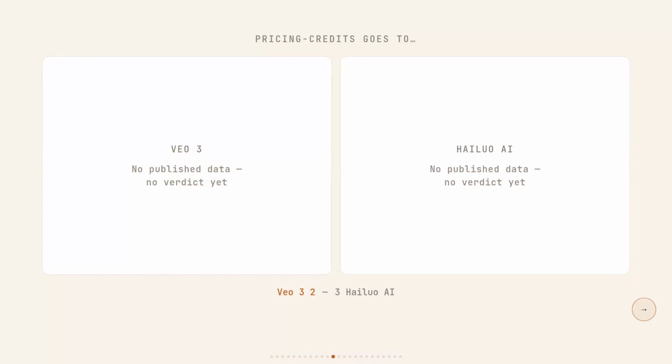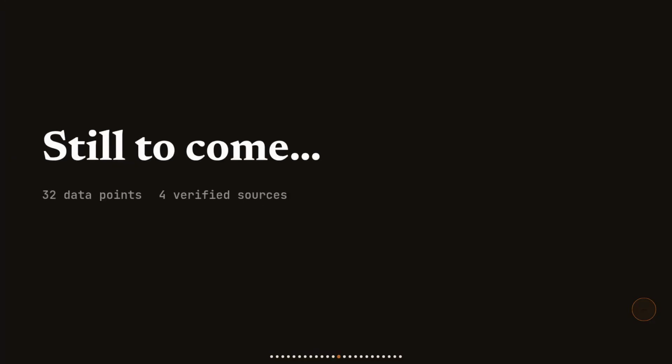Hailuo AI takes pricing, and the risk with Veo 3 is that the cost compounds fast at scale, which is exactly the kind of thing that bites you on month 2 of a project. That puts Hailuo AI ahead, 2-1. So Hailuo AI is cheaper and faster, but we've still got style control and platform limits to look at, and those two tests are where the production use case either holds together or falls apart.